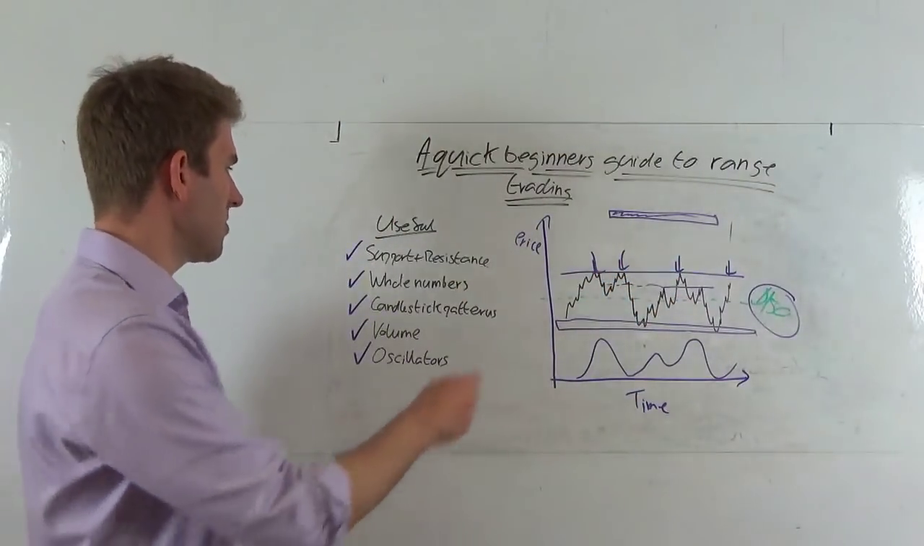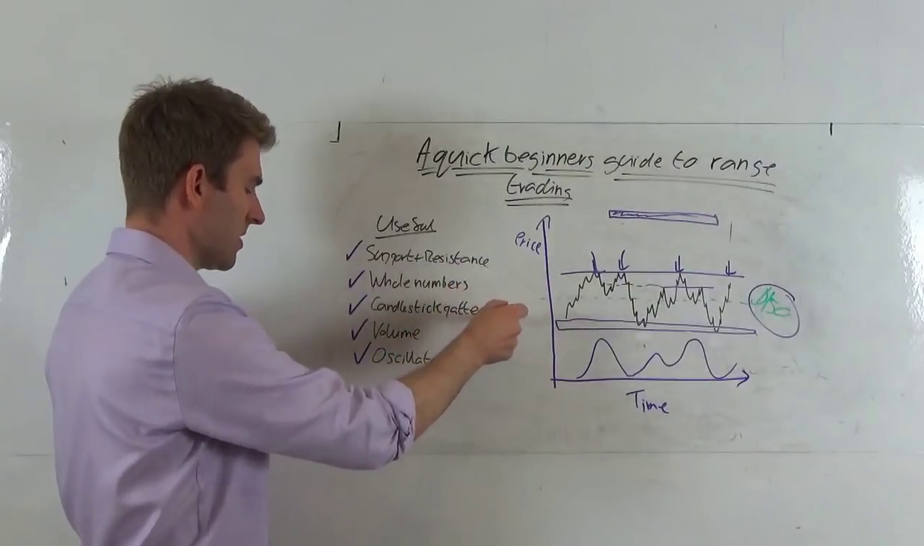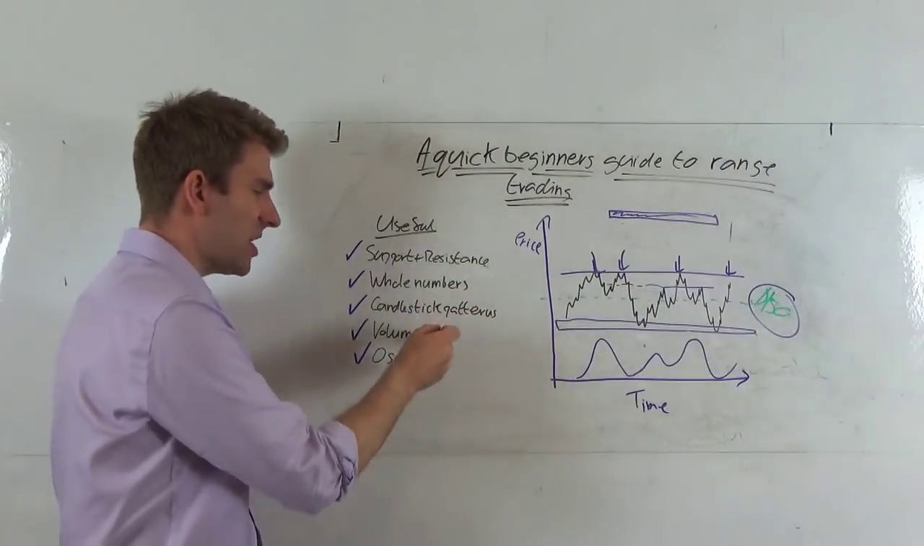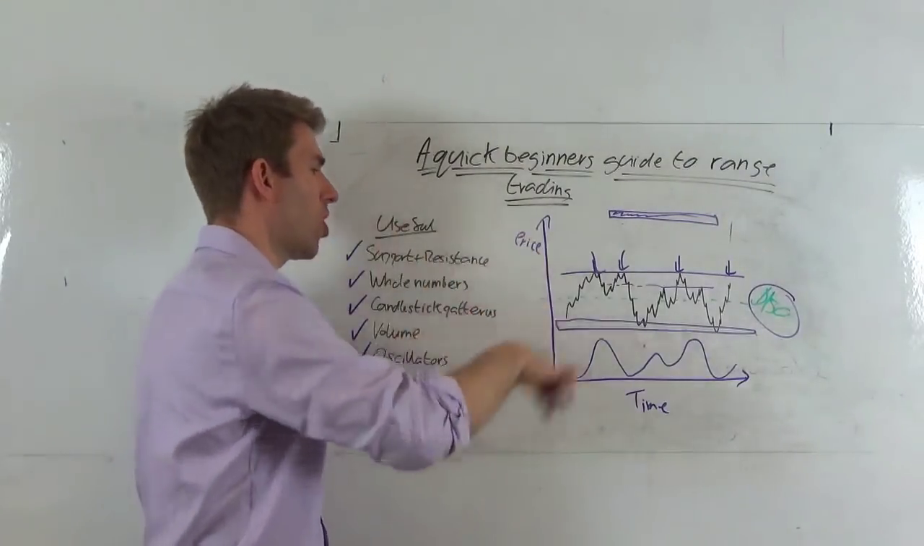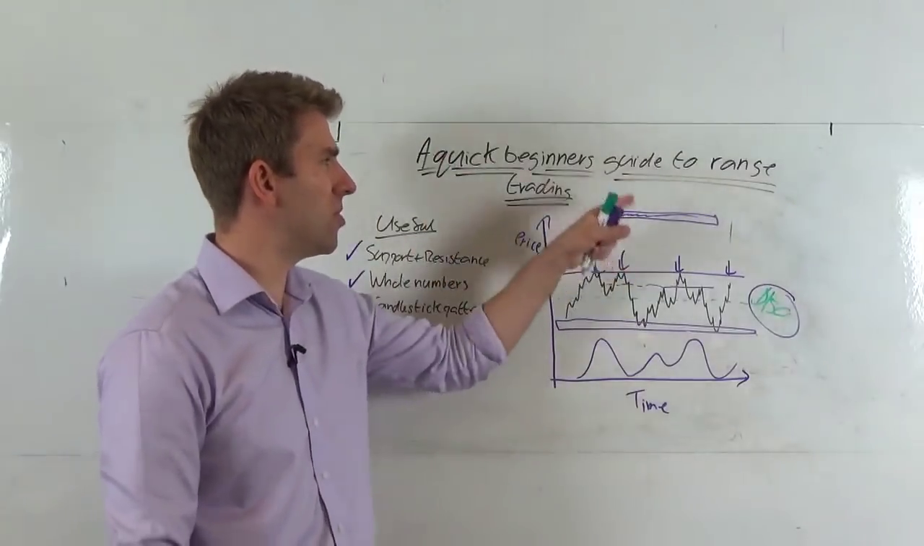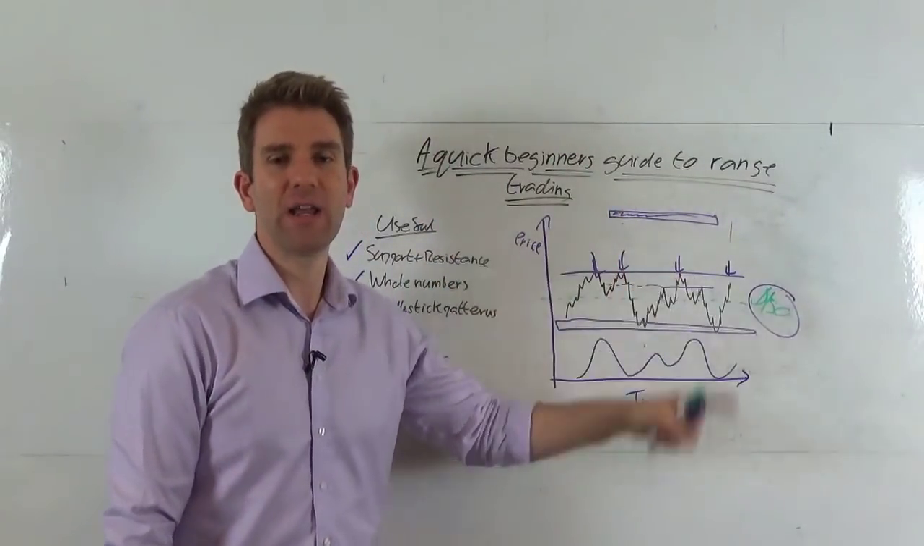So these are the biggest ones, guys: support, resistance, whole numbers, candlestick patterns, and oscillators. Stick your volume in there as well so you can get a good overall view, and that will help you with your range trading.